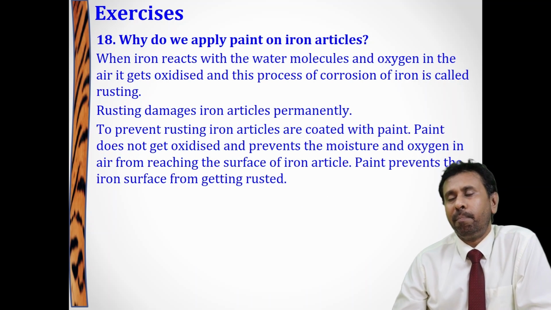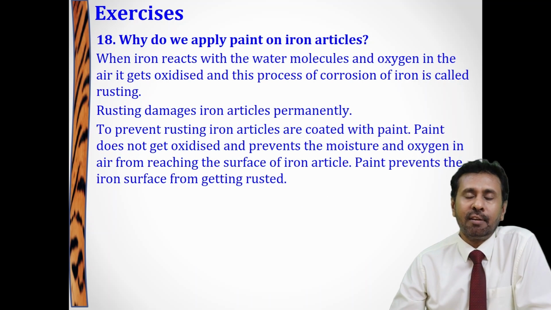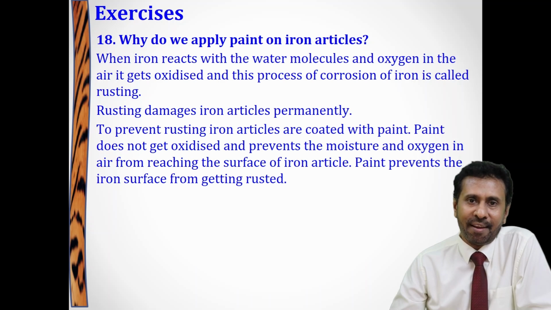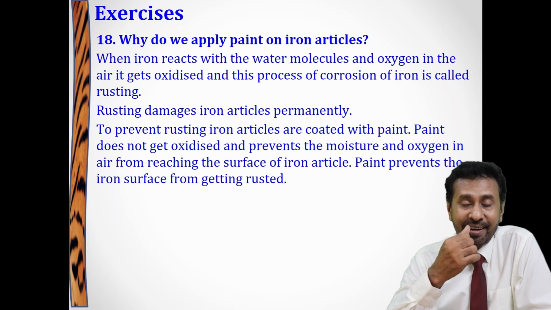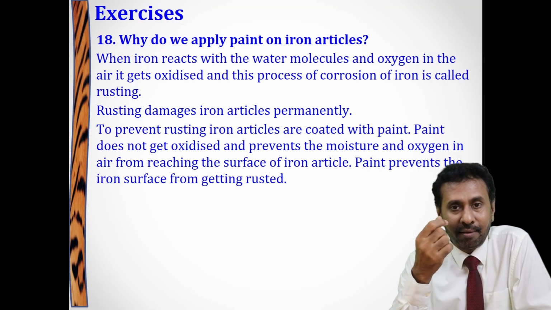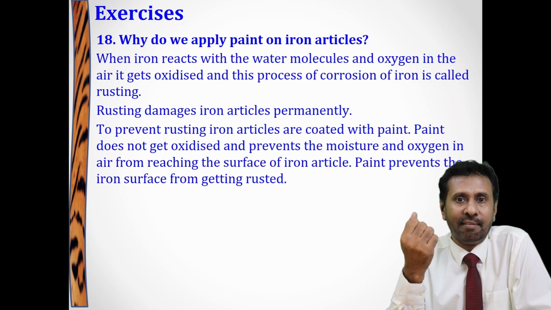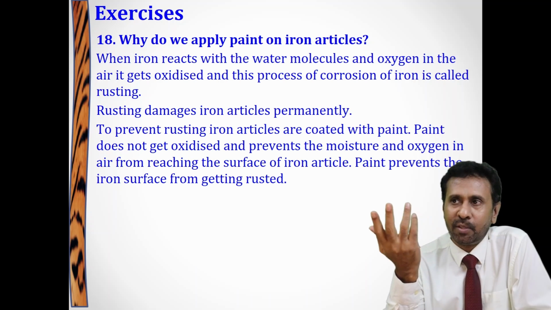Why do we apply paint on iron articles? Because iron can rust and it can corrode, and that permanently damages the iron articles. Paint is inert, it doesn't react with the oxygen. So when we paint the iron articles, the paint protects them from getting corroded, from rusting. That's why we paint.